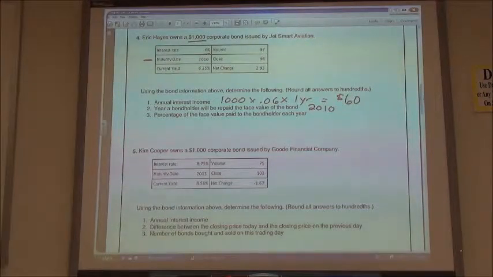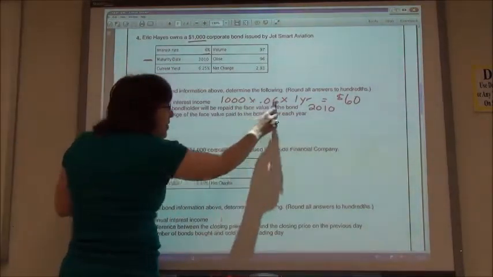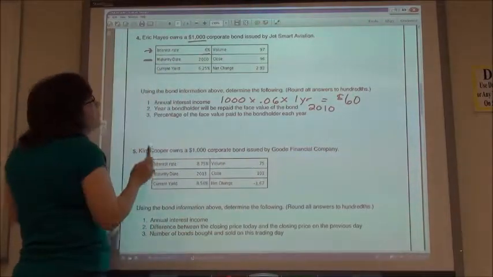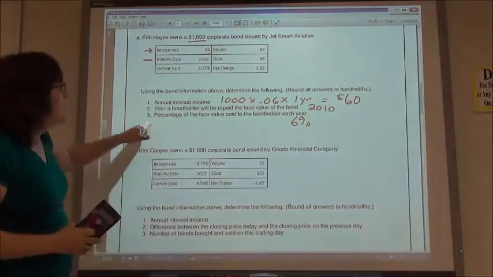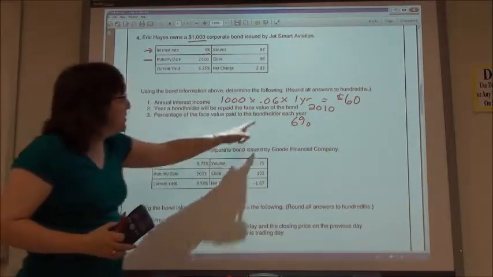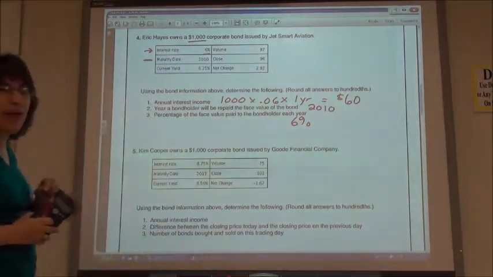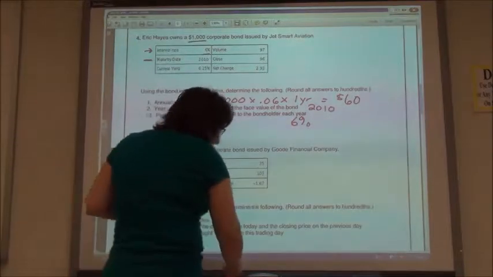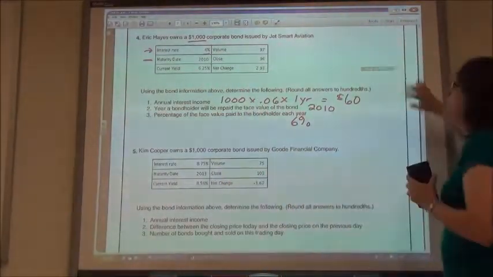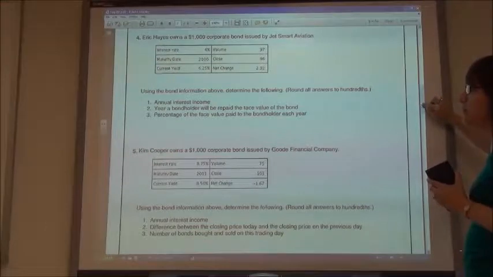The third part of that, the percentage of the face value paid to the bondholder each year. So the percentage of the face value, which is what we did up here on the first question, is just our interest rate. 6% is what we made each year. Percentage of the face value, 6% of $1,000 that we got each year. So making sure you understand what those things up in the table are. And when you do and explain, it'll go through all of those in a lot more detail.